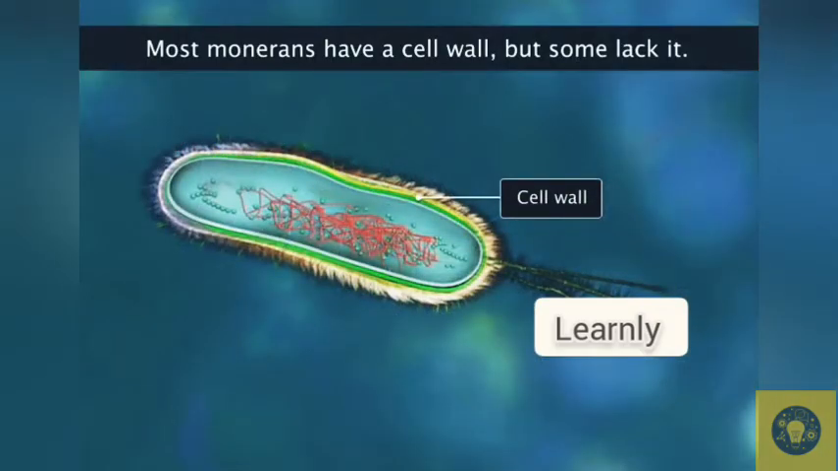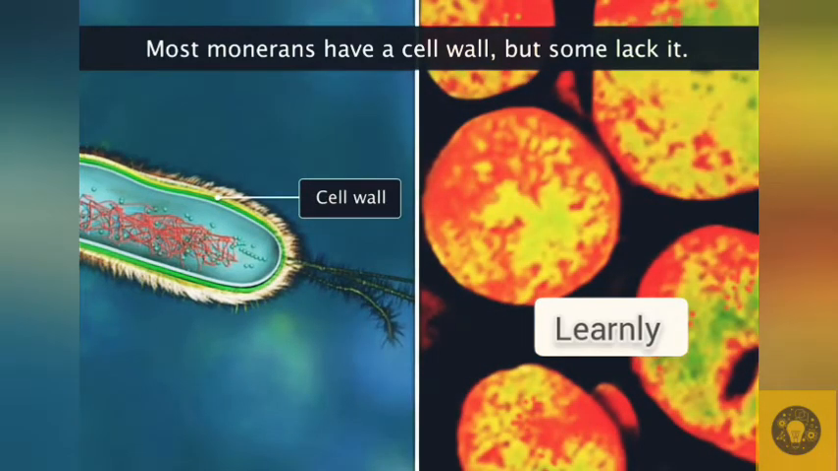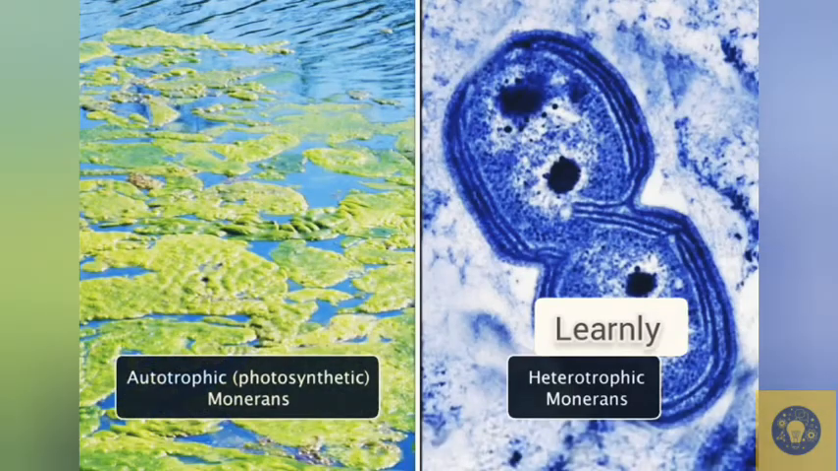Most of the monerans possess a cell wall, while a few types, such as Mycoplasma, do not have one. Some monerans are autotrophic and can synthesize their own food. The heterotrophic monerans derive nutrients from their environment. Let us look at some of the life processes in the monerans.